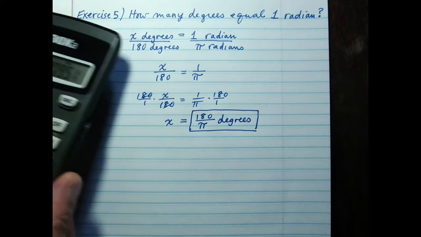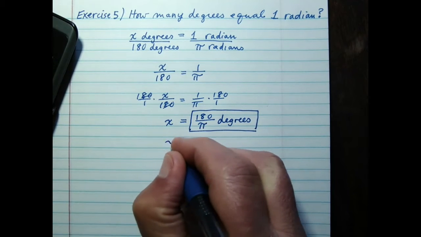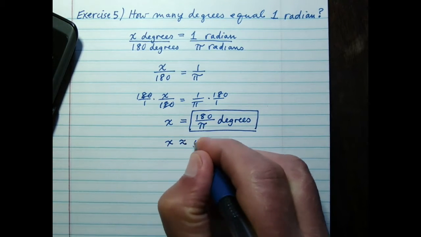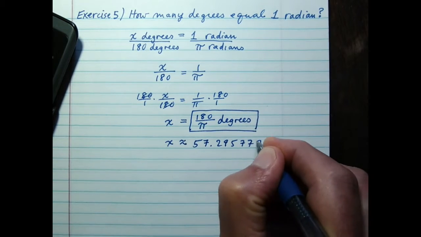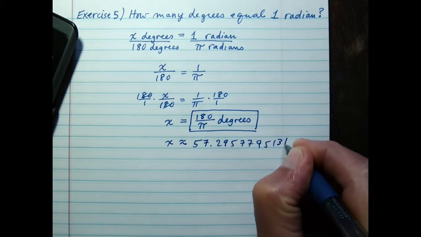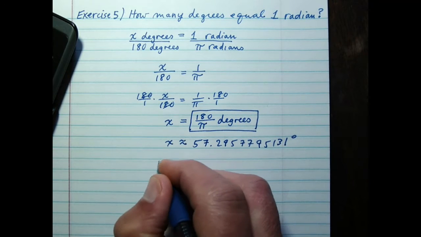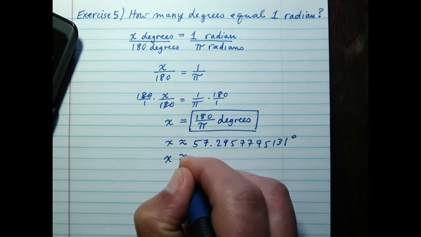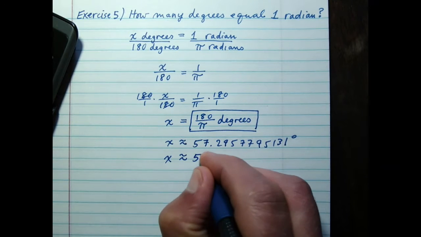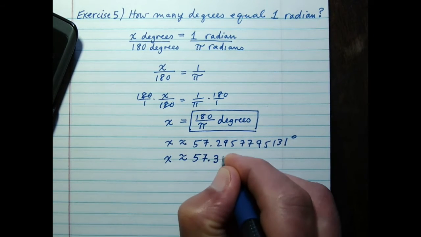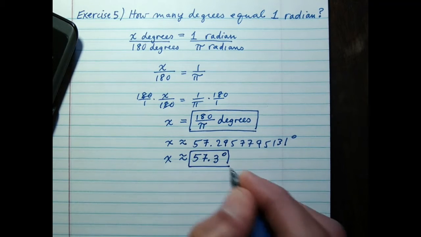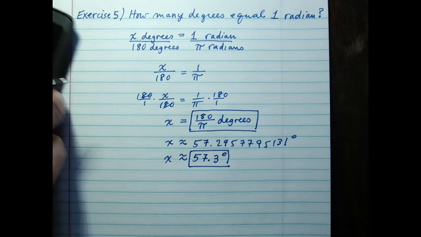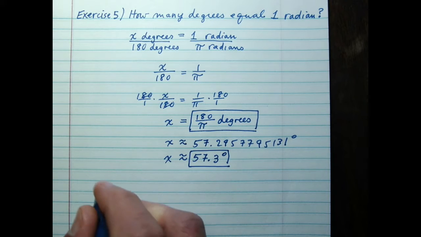And I see this long decimal. x is about 57.29577953131 degrees. Well, let's just round that off. x is about 57.3 degrees. We're very close to 57 degrees. That's 1 radian.